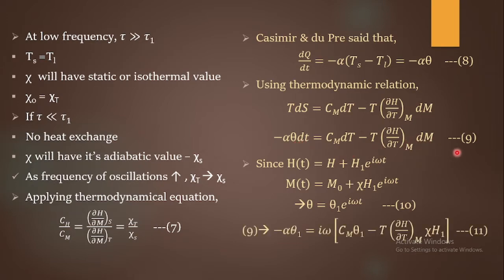So finally we can substitute the value in equation number 9 so that we get minus alpha theta 1 equals i omega times Cm theta 1 minus T ∂h/∂T at constant m times chi h1, that is the dm. So we have just substituted the value of theta in equation number 9. Here dT is nothing but the change in temperature, that is Ts minus TL, which can be written in terms of theta 1.